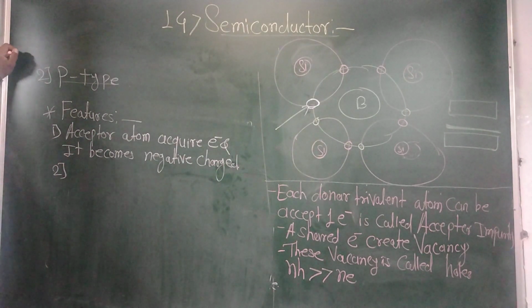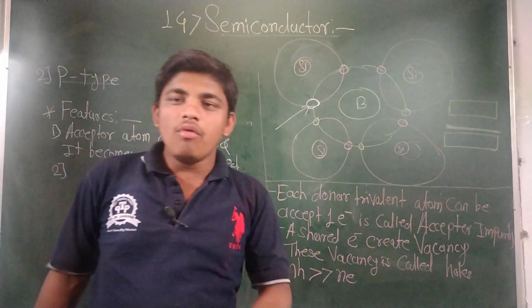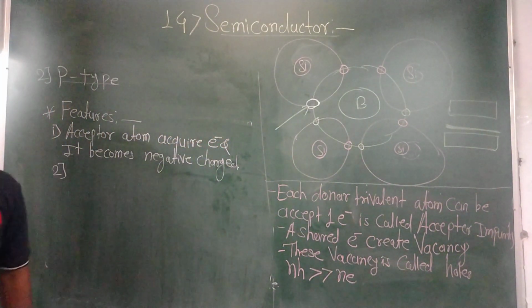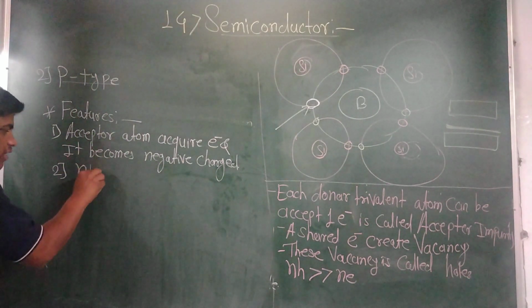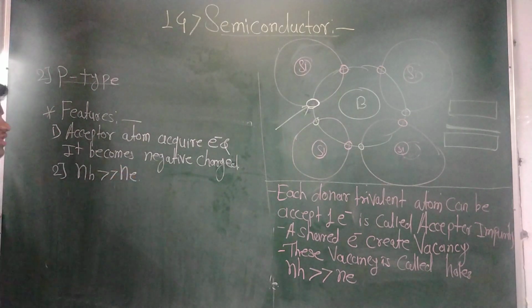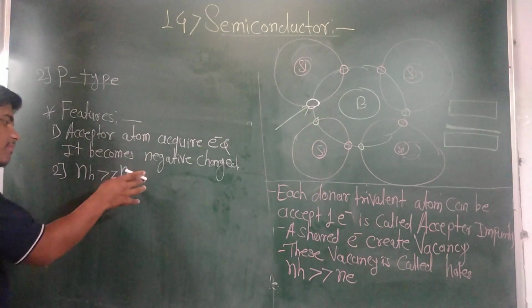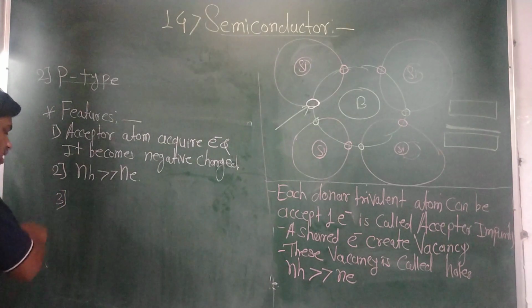The second feature is that the number of holes is larger as compared to the number of electrons in the p type of semiconductor. That is, the number of holes is greater than the number of electrons in the p type. In the n type of semiconductor, the number of electrons is more than the number of holes. The third feature will be the same.